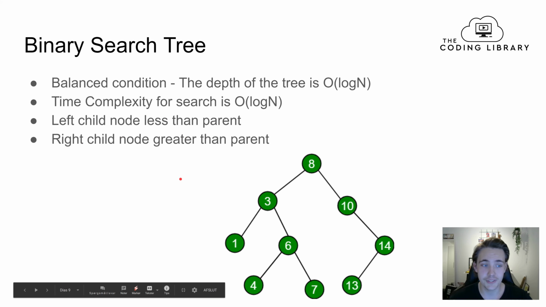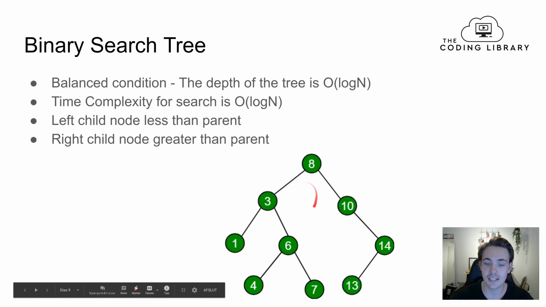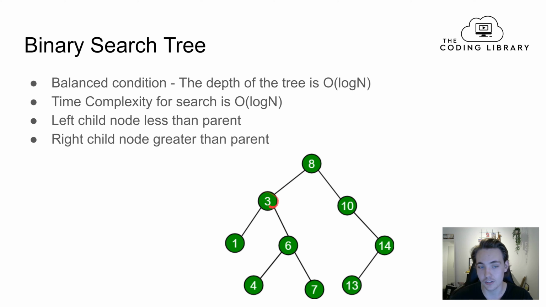So in a binary search tree, the left child node is less than the parent, and the right child node is greater than the parent. So in this case, we can see, for example, if this is the parent node, then the left child node is less than the parent, and the right child node is greater than the parent.